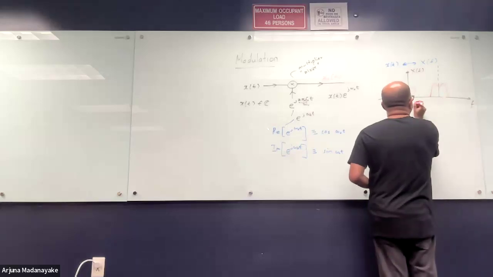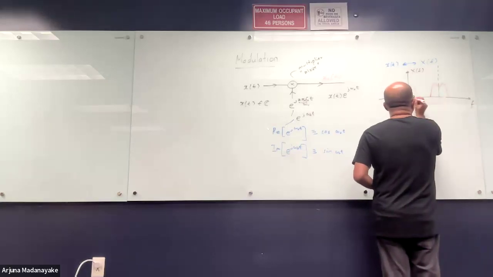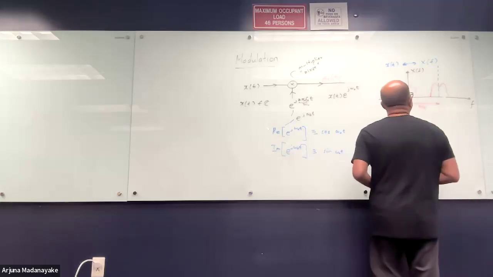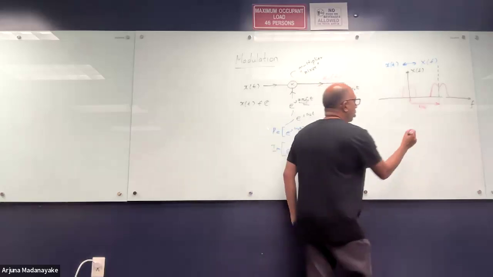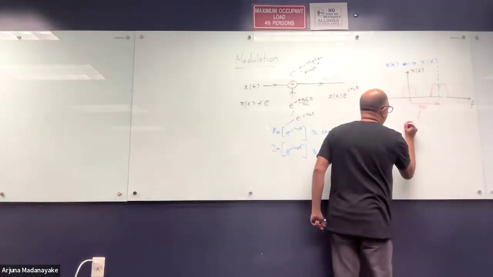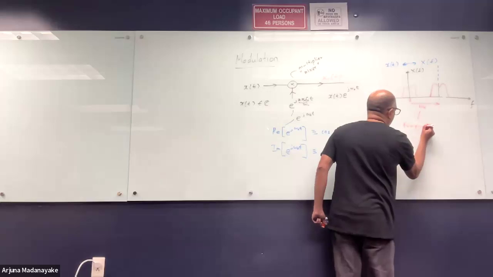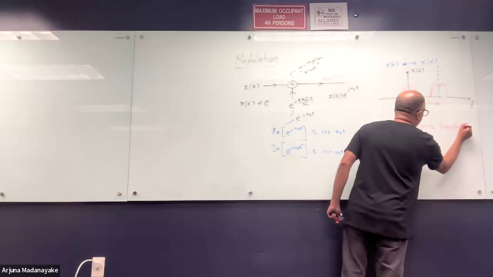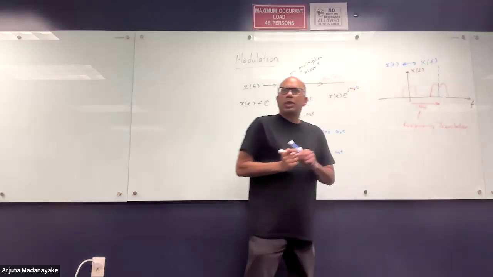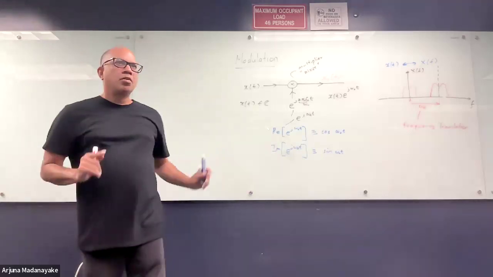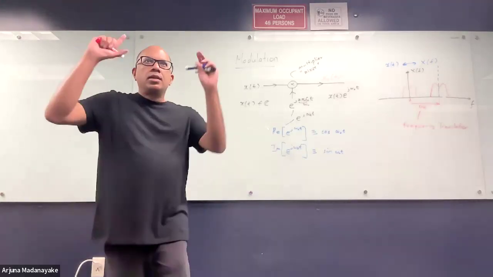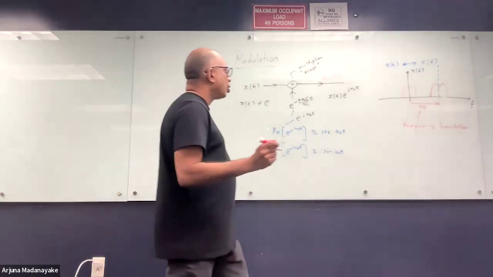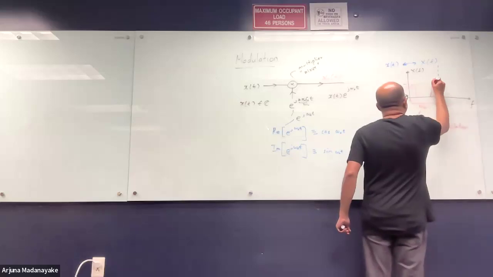This difference, let's say this is 0, this difference is omega. This is called a frequency translation. It can shift the frequency to omega 0, but the spectrum shape and the phase remain the same. So everything is the same here.